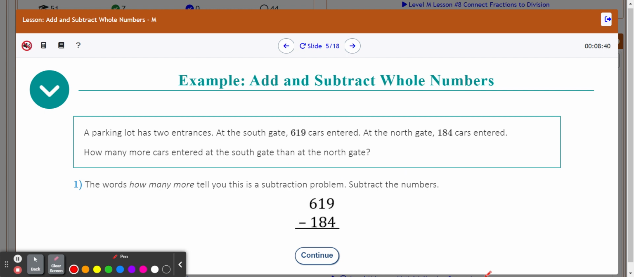The problem reads, a parking lot has two entrances. At the south gate, 619 cars entered. At the north gate, 184 cars entered. How many more, there's our key words right there, how many more cars entered the south gate than at the north gate? How many more is telling me it's a subtraction problem. So we're going to take 619 and subtract 184.